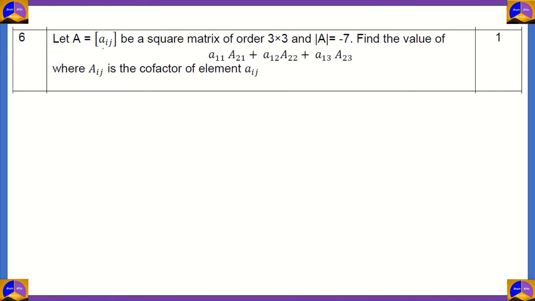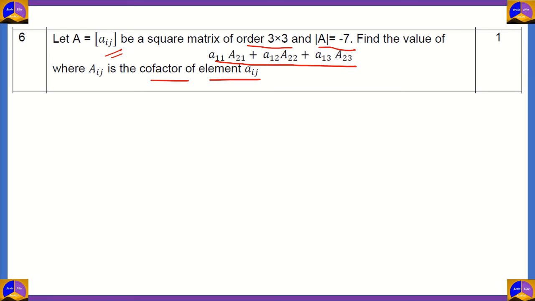If A is a matrix Aij, it is a square matrix of order 3, 3, and the determinant of A is minus 7. We need to find the value of this equation, where capital Aij is the cofactor of the element small aij. So at first glance, this question looks as if you need to write down the entire determinants, and you need to find out the matrix and the cofactor matrix as well. But trust me, you don't have to go all that way.